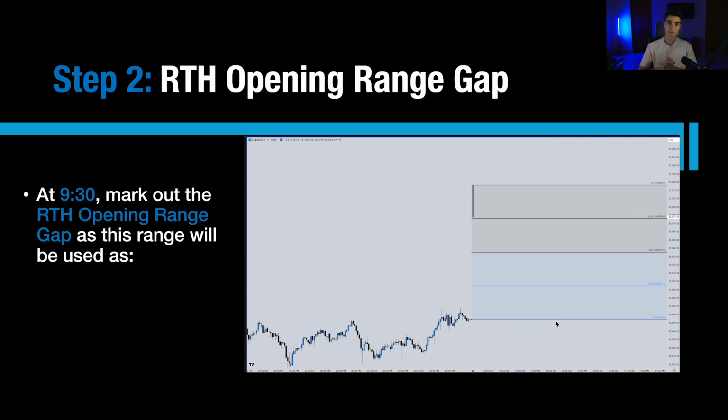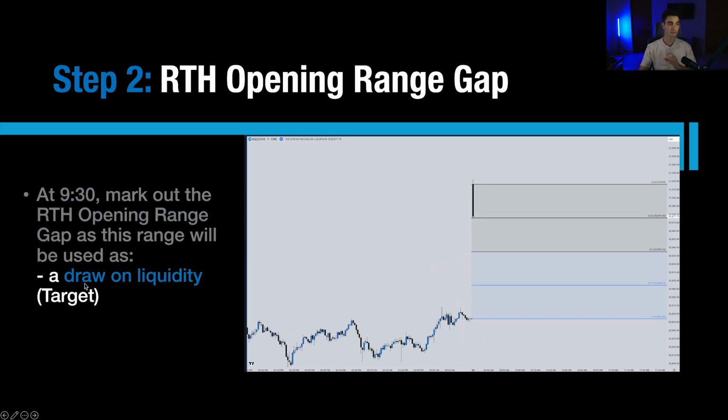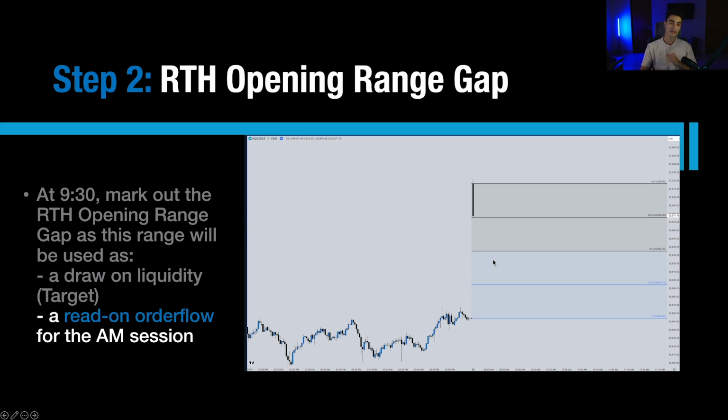Step number 2, when you get to 9:30, after you've already marked out your liquidity on the 15-minute, you want to mark out the opening range gap right at 9:30. So that gap is going to be from where we settled the previous day to where we open at 9:30. And you're going to see how these quadrants are going to be extremely influential in your trading. And again, the regular trading hours gap will be used as a drawn liquidity, which just means a target. And it will be used to read order flow for the AM session.